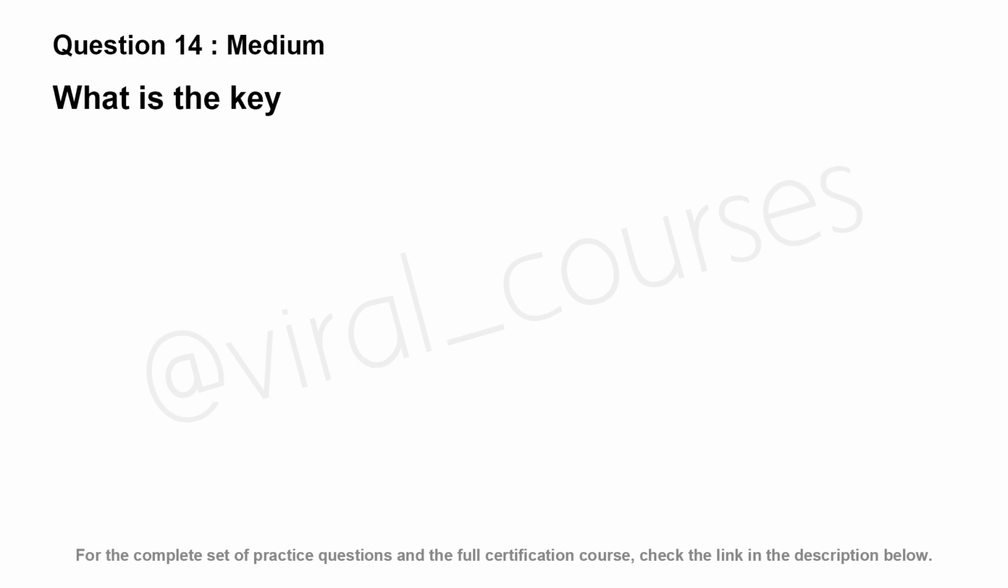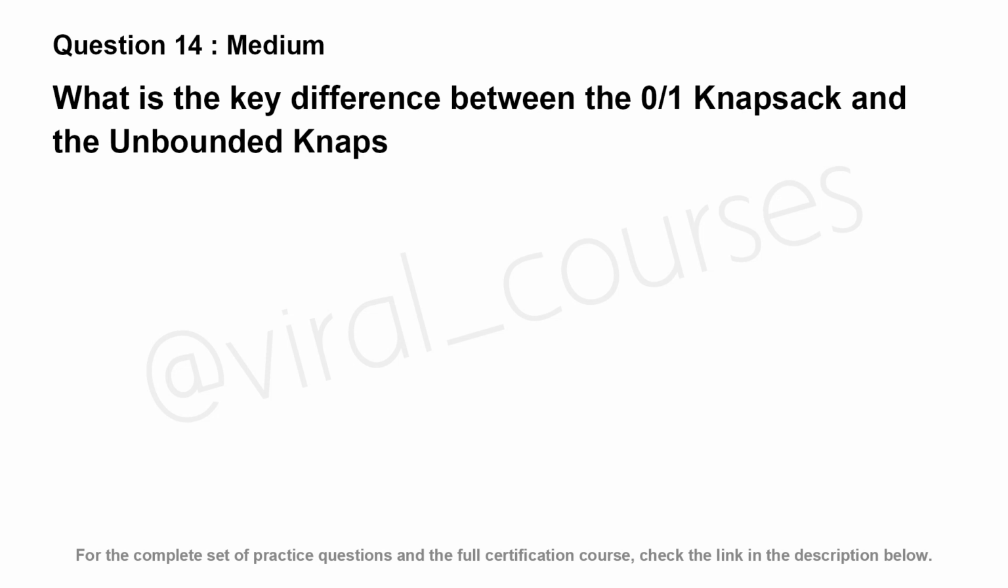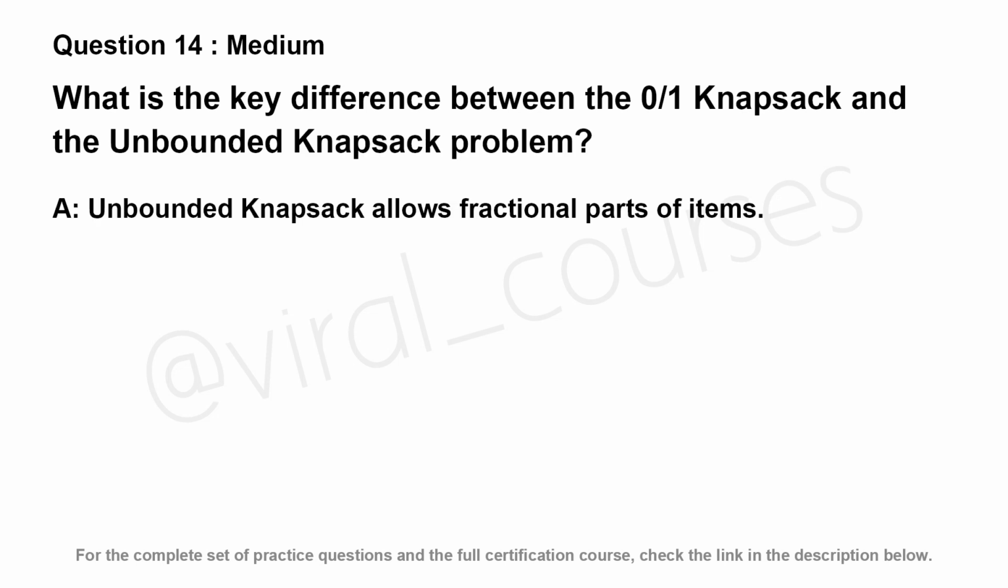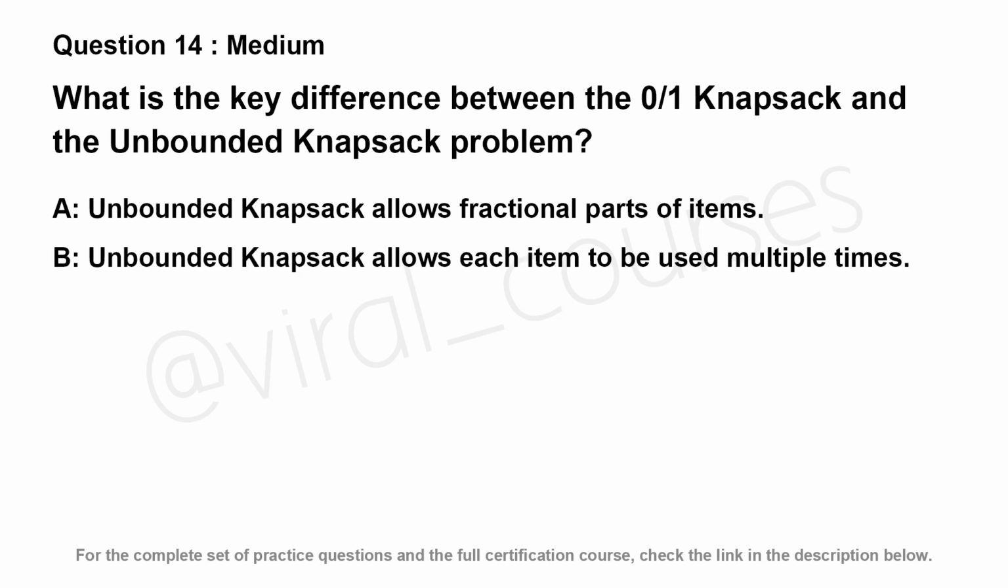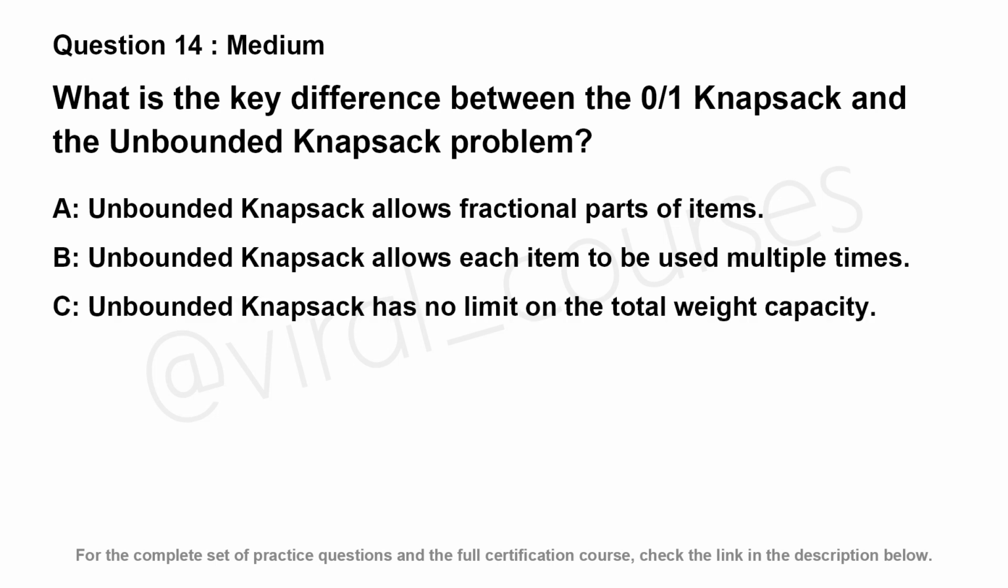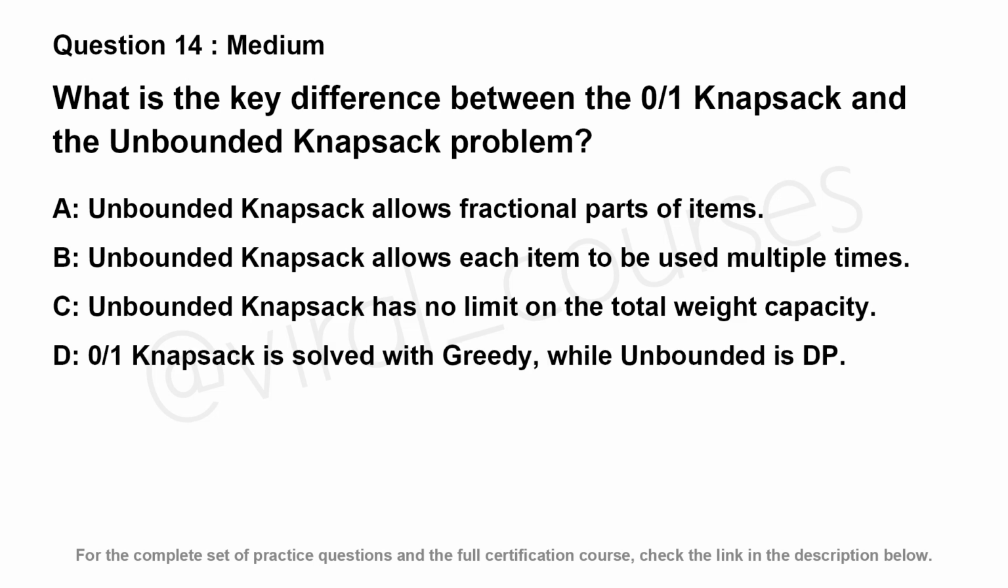What is the key difference between the 0/1 knapsack and the unbounded knapsack problem? Option A. Unbounded knapsack allows fractional parts of items. Option B. Unbounded knapsack allows each item to be used multiple times. Option C. Unbounded knapsack has no limit on the total weight capacity. Option D. 0/1 knapsack is solved with greedy, while unbounded is DP.